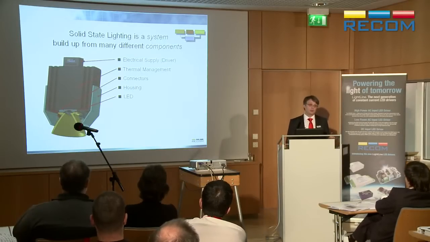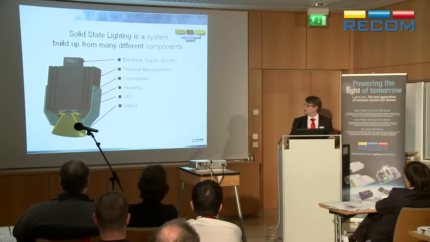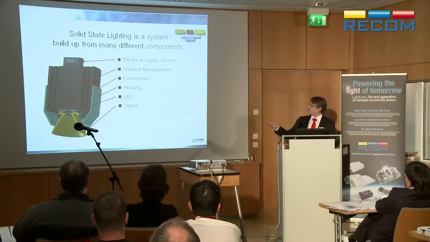And you've got to have the right LED, of course. And the right optics. So if you want to get a good LED light, you have to have all of these 6 different elements sorted out and done right. This makes it so difficult.